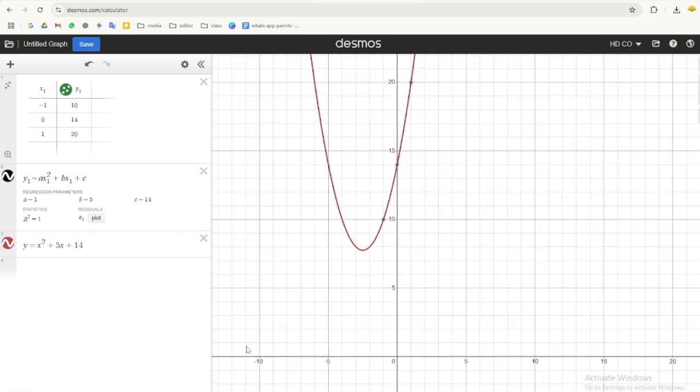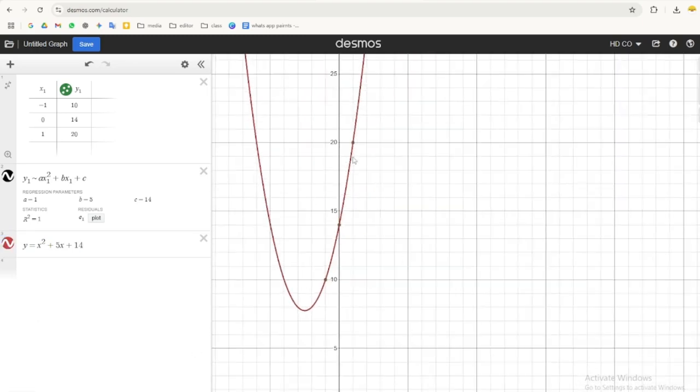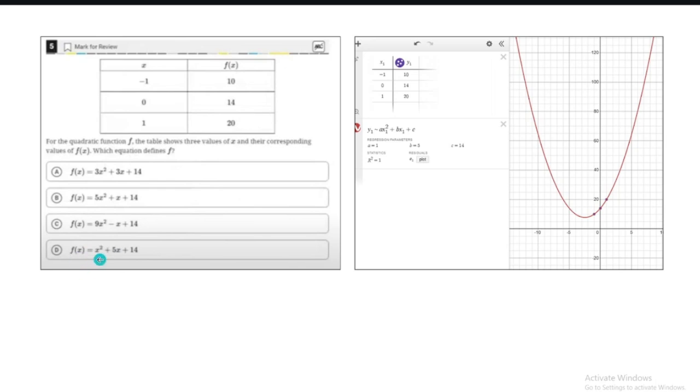And when we see the 3 points that we filled the table with, -1, 10, 0, 14, and 1, 20, lie on the quadratic equation, and I find the exact equation. So I will choose this equation, y equals x squared plus 5x plus 14. I will choose this without any doubt, and in an easy way.